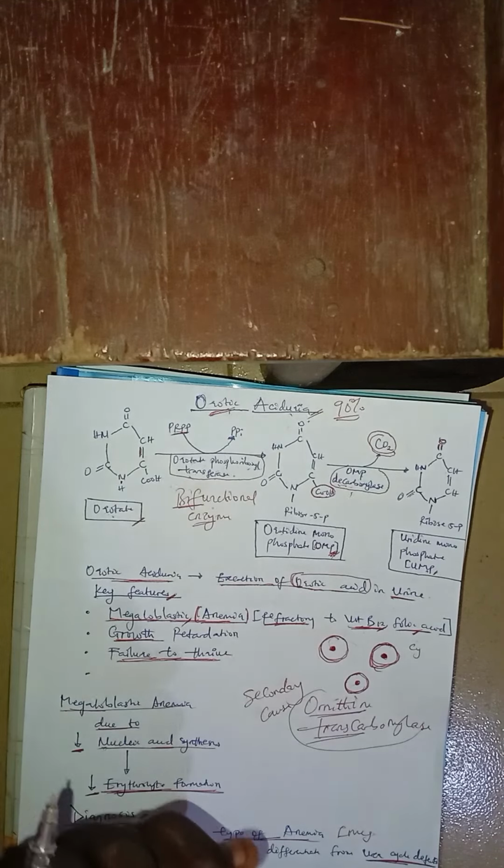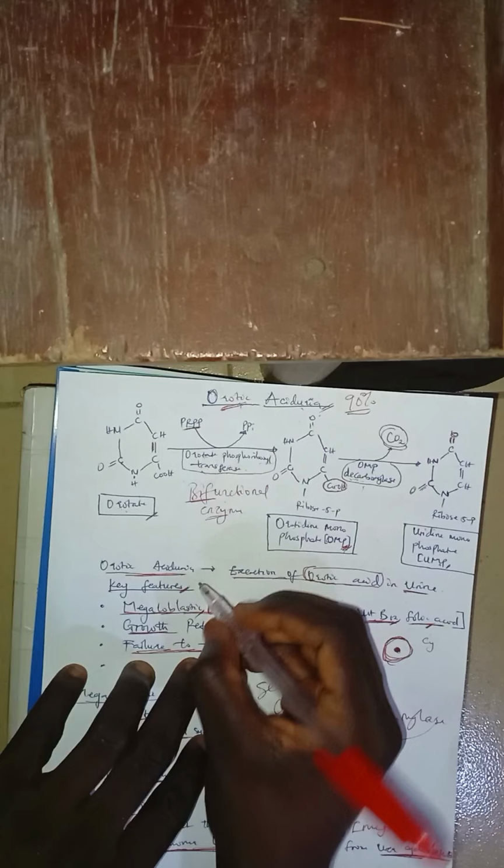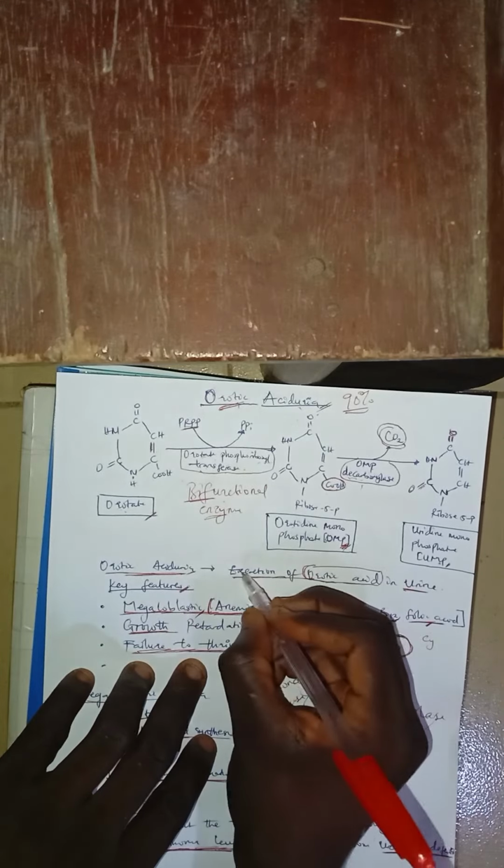Orotic aciduria is a metabolic disorder characterized by high levels of orotic acid in the urine. So you're having excess orotic acid in the urine. What causes it? Usually, the primary cause is the lack of this bifunctional enzyme. What is the bifunctional enzyme? Orotate phosphoribosyltransferase and OMP decarboxylase.